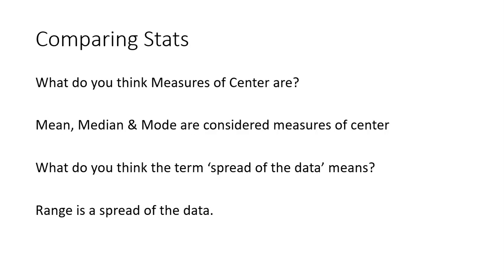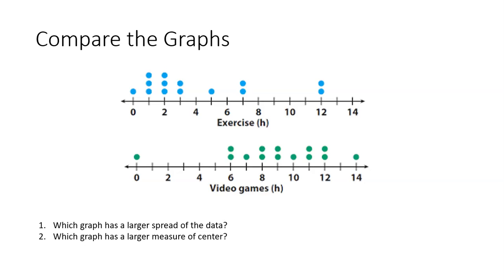The spread of the data, when it talks about the spread of the data, you're looking at the range and how spread out it is. So just some couple extra vocabulary words to mention. So if you're asked to compare two graphs, it says which graph has the larger spread of the data? And you look at the graphs, and you could say the range is 14 minus 0 is 14, and this was 12 minus 0 is 12.